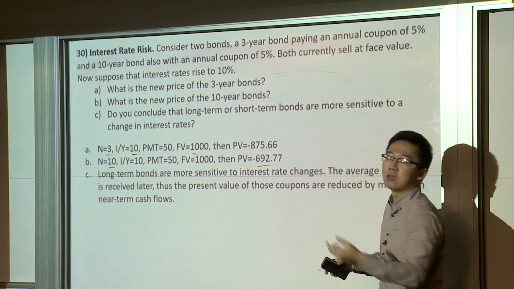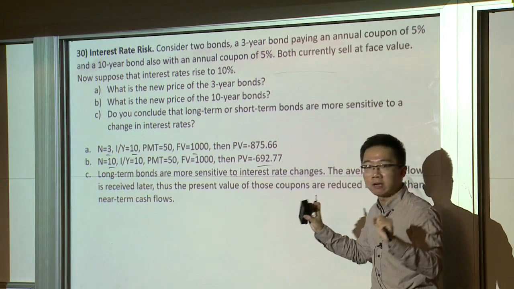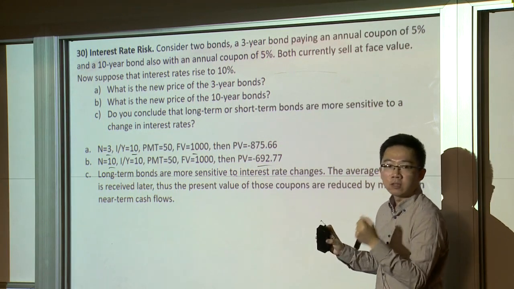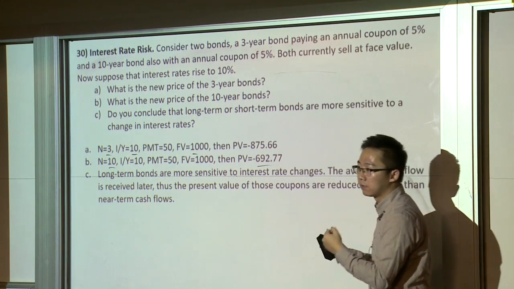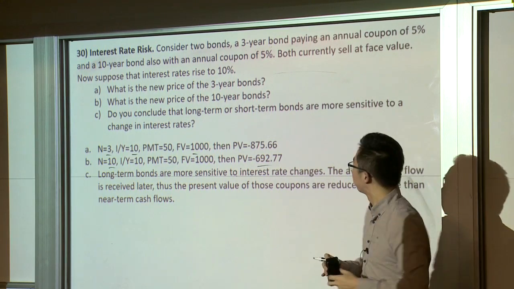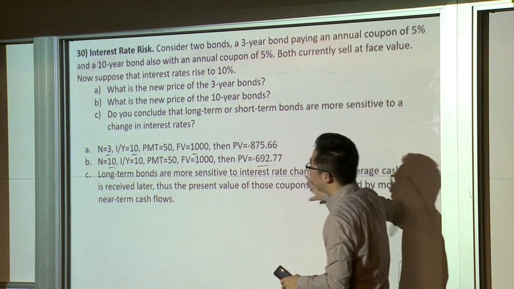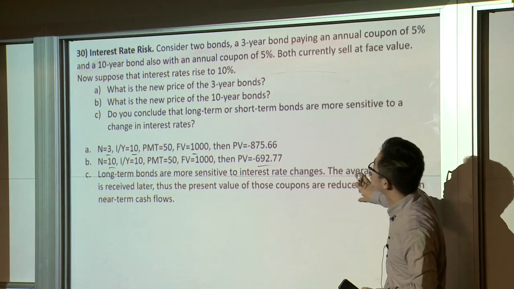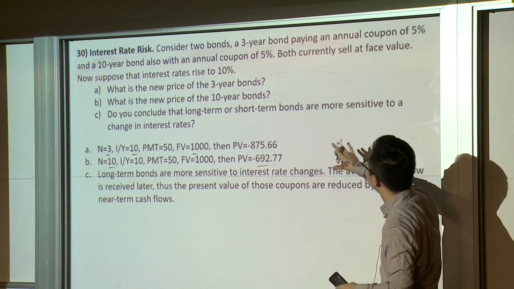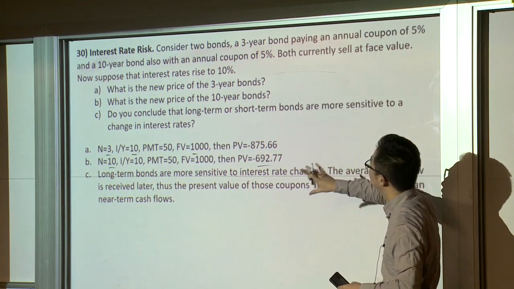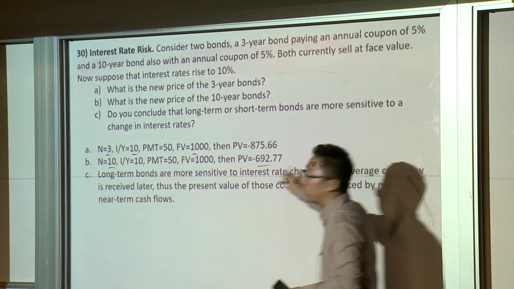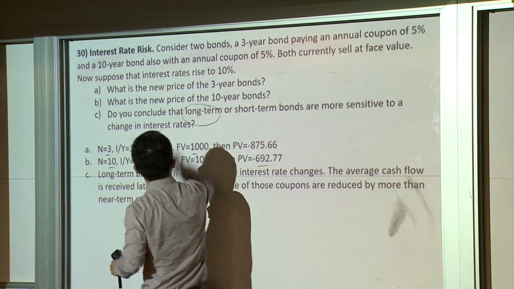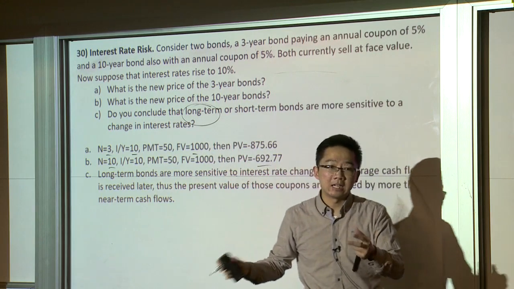In other words, every other thing the same, the bond with the longer years to maturity is more sensitive to interest rate risk. Okay? That's basically the answer to C. Do you conclude that long-term or short-term bonds are more sensitive to a change in interest rates? Okay, long term, right? And intuitively, why is that?